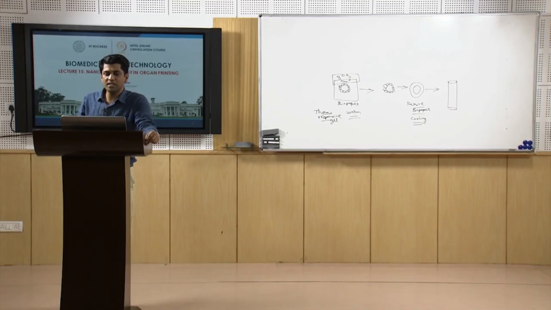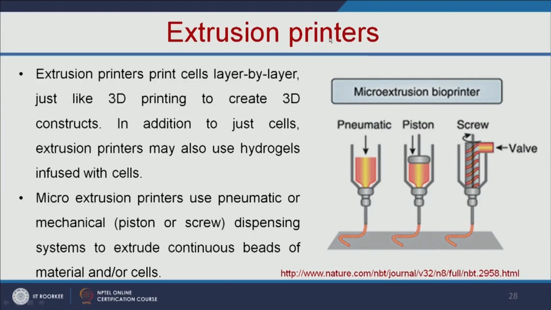Let us see the next type, that is extrusion printers. Here the extrusion printer prints cells layer by layer. It is just like 3D printing, and in addition to just cells, the extrusion printers may also use hydrogels infused with cells. These micro extrusion printers use a pneumatic or mechanical system, like a piston or screw dispensing system, to extrude continuous beads of the material or cells.